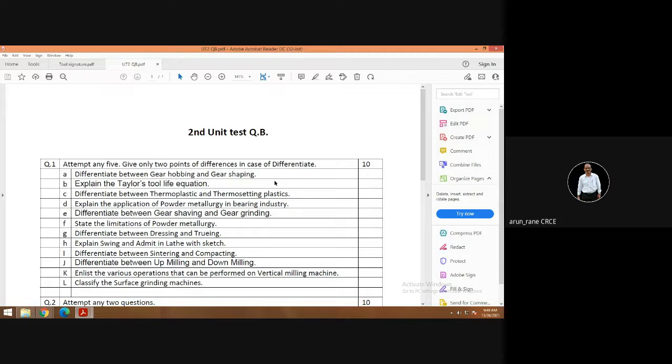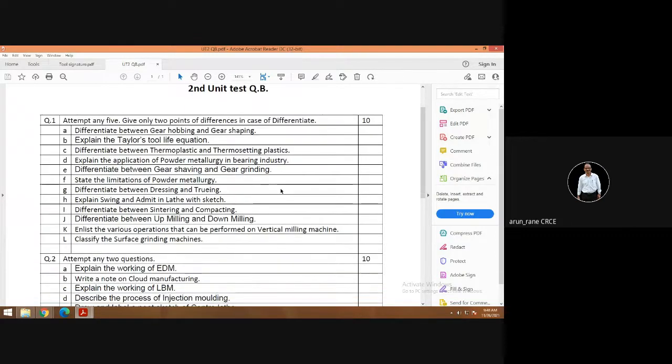Surface grinding machine, I just told you yesterday. There are four types of surface grinding machine. One is vertical spindle, which has two types: reciprocating table and rotary table. Another is horizontal spindle, again with two types: reciprocating table and rotary table. Working of EDM for 5 marks.